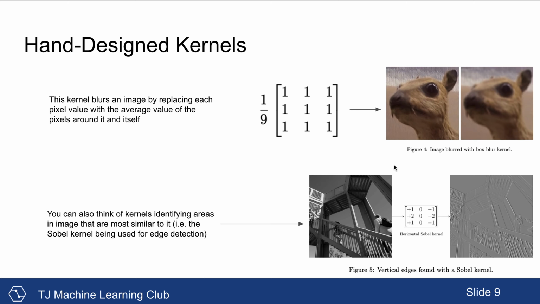But it's more useful to think about convolutions in this other way. These are all hand-designed kernels, where they're designed to perform a certain task. But a more useful way, I think, to think about kernels, at least in the context of convolutional neural networks, is that they try to identify areas of an image that are most similar to it. So for example, this is called the Sobel kernel, and the Sobel kernel has its positive values on the left side and then negative values on the right side.